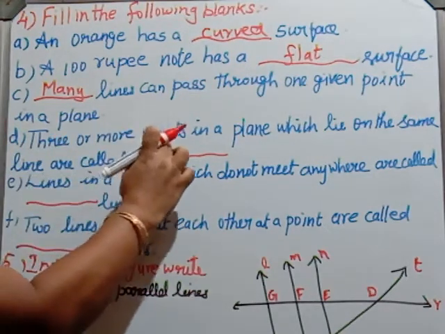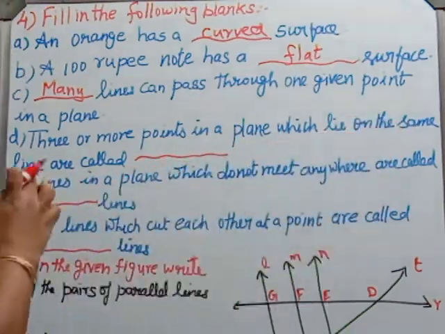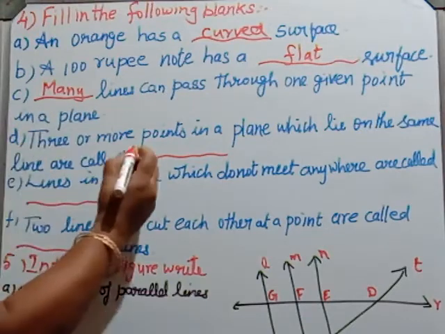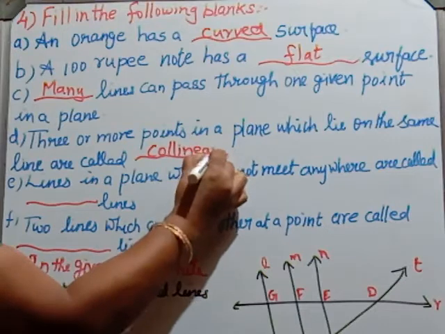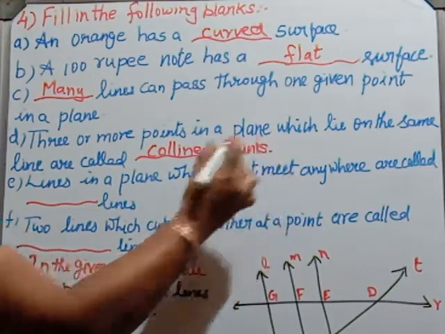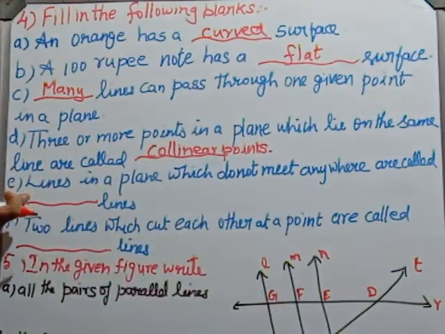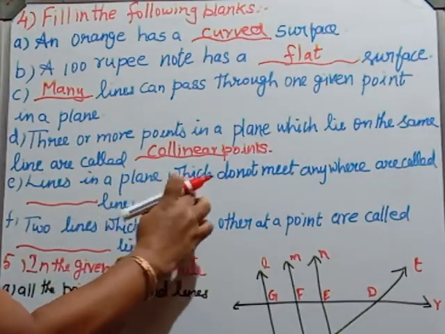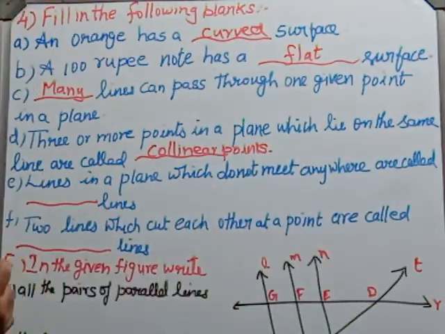Three or more points in a plane which lie on the same line are called what? Yesterday we learned, no? They are called collinear points. What are they called? Collinear points. Because 3 or more points in a plane which lie on the same line are called collinear points.